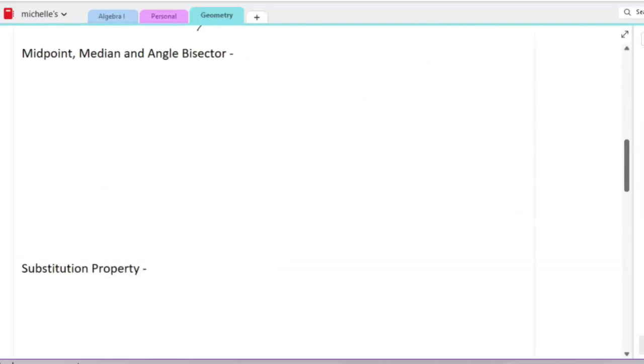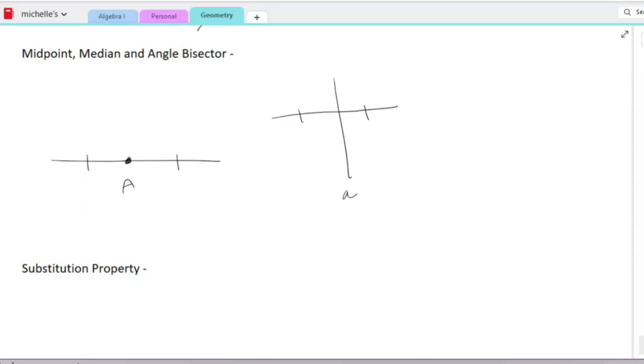We have talked about midpoint, median, and angle bisector. So if you have a point that is considered a midpoint, then it splits the segment into two congruent parts. Same with a median, like if you had a line and another line went through it, and A is the median, it splits it into two congruent parts. And an angle bisector. If that ray is an angle bisector, then angle 1 is congruent to angle 2. So all of these three types of theorems are going to split things into two equal parts. Okay?